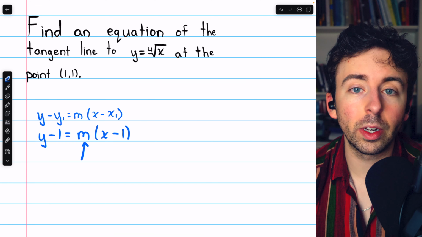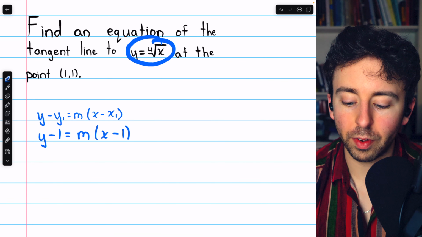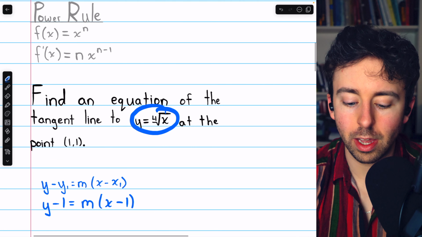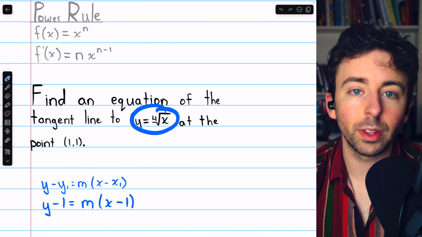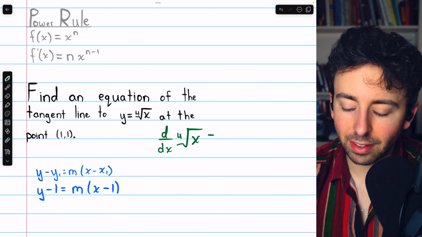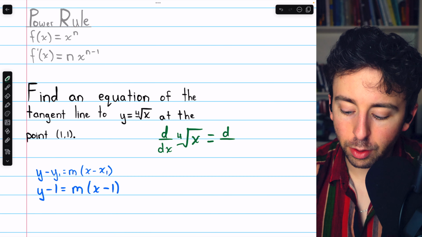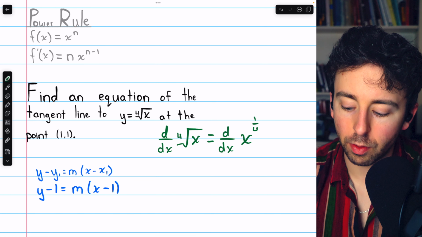And of course, that's going to be found by taking the derivative. So we'll take the derivative of the fourth root of x, which requires us to use the power rule, and then we'll plug in the point (1, 1) in order to see what the slope is. To take the derivative of the fourth root of x, we want to rewrite this radical as a rational exponent. The fourth root of x is the same as x to the power of 1/4.